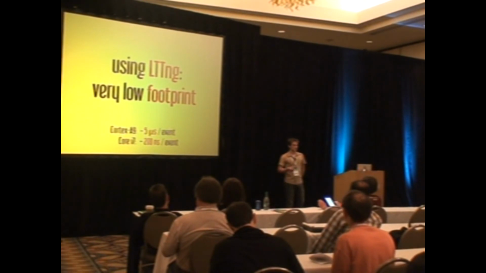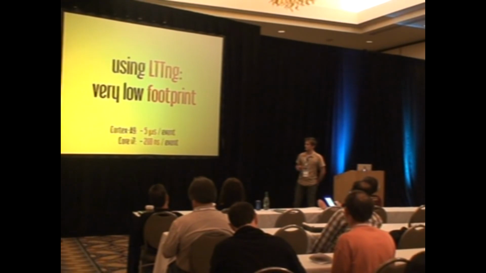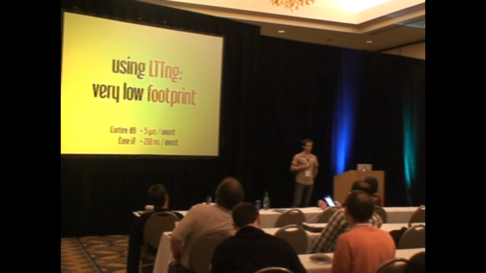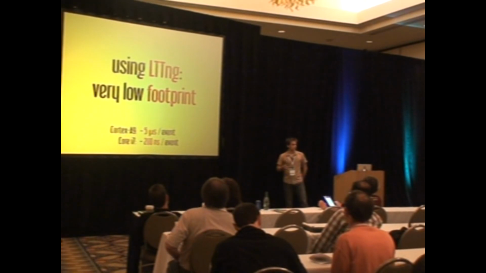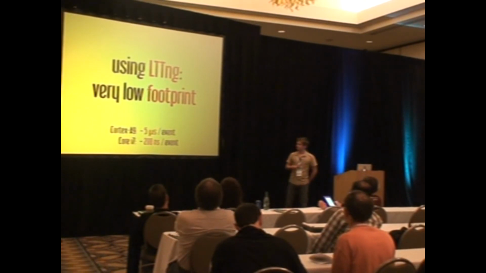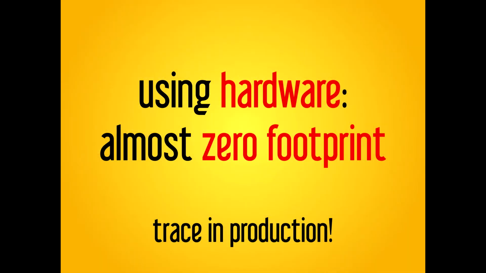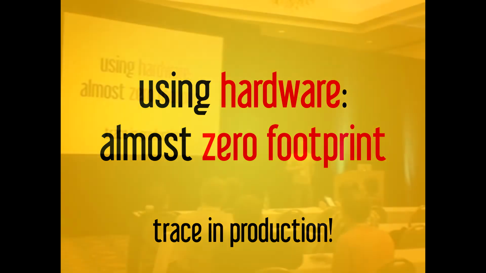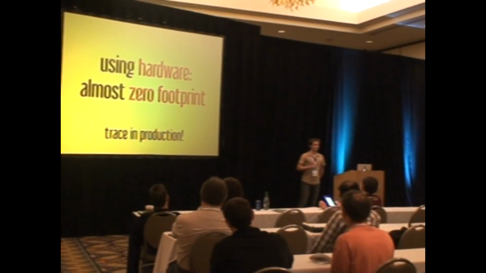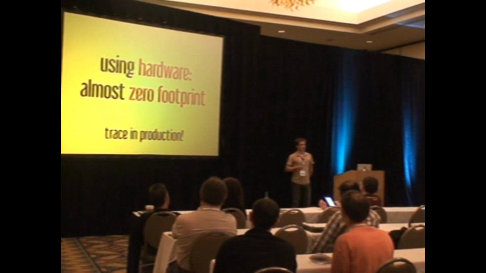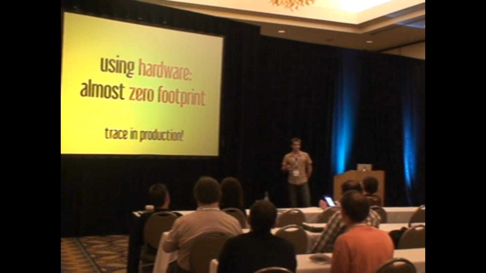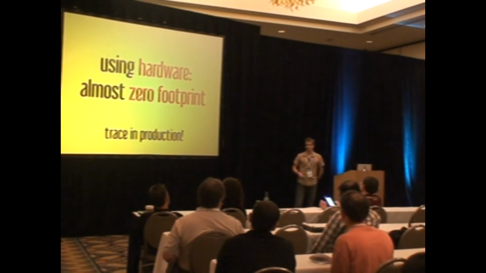And it has a low overhead. It is meant to do so. On ARM, as we have seen previously, it's 5 microseconds per event. On x86, it's 200 nanoseconds. And using hardware, you could achieve even less overhead. And I also encourage you to enable tracing in production, because most interesting bugs and features happen in production. And if tracing has almost no overhead, almost zero footprint, you can do this.